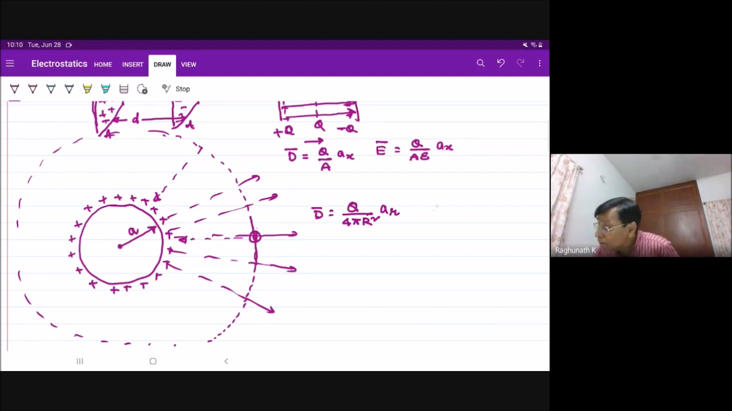For r greater than or equal to a. You agree with this? What is it for r less than a? Because there are no flux lines, there is no charge on the inner surface for r less than a. Check it.